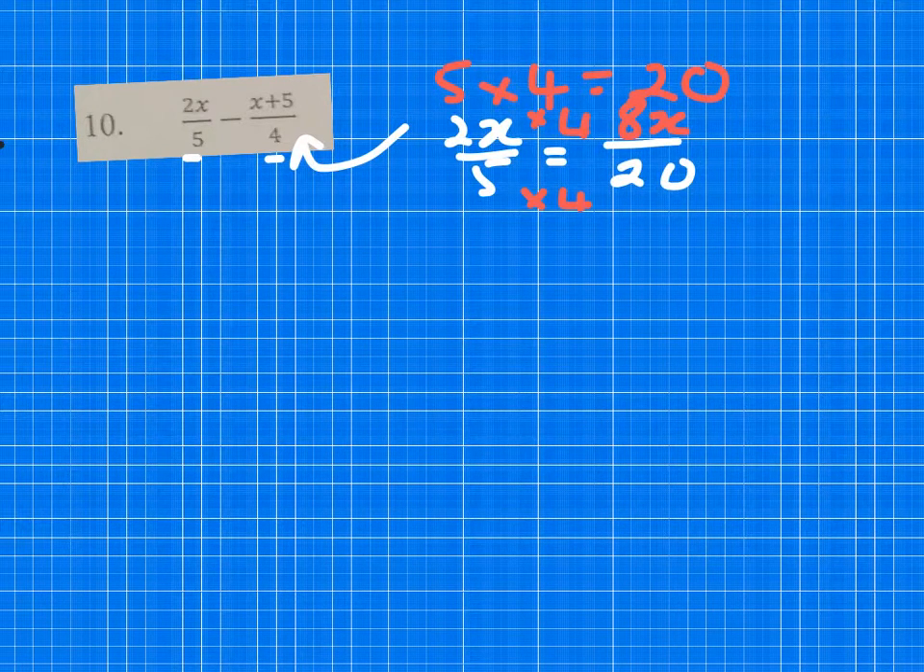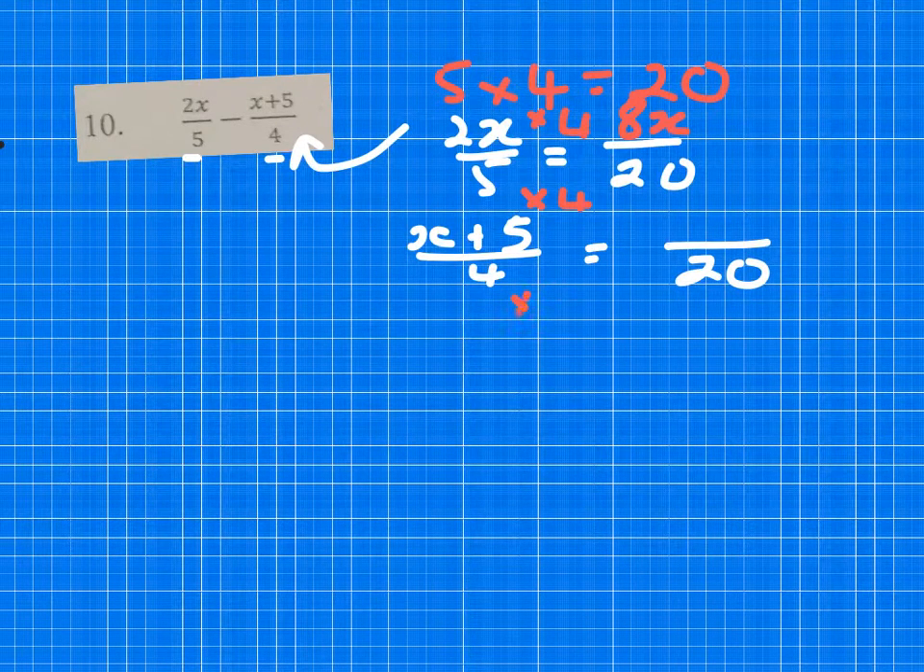In the same way, we've got (x + 5) over 4, and that needs to be a number of 20ths. In order to change the denominator, we've multiplied it and made it 5 times bigger, so we need to do the same with the numerator. You can leave the numerator as 5 times (x + 5) if you like, or you can expand it out.